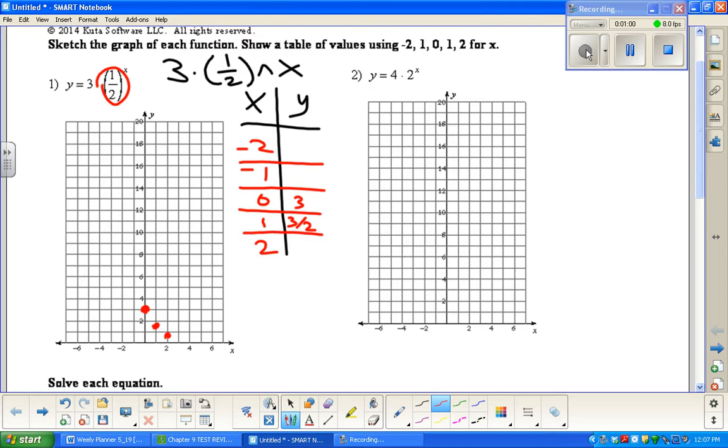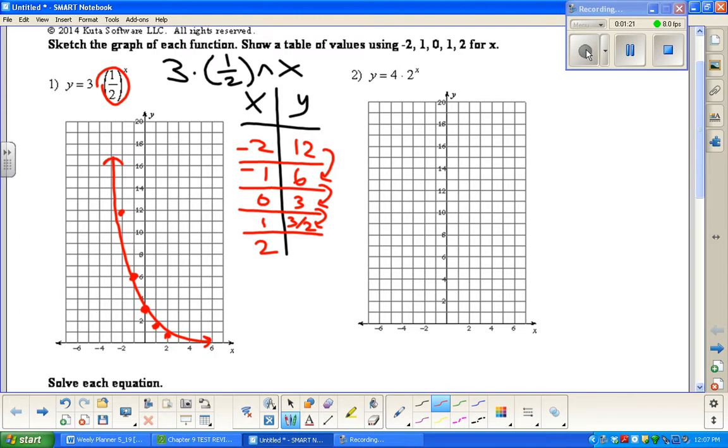And then as you go to the left, basically the numbers are going to get doubled. So this is going to become a 6 and a 12, because again, that pattern is the number gets times by 1/2 over and over and over. So you can get a couple accurate points, and that should be your graph. Okay, so this one's exponential decay. The b value was less than 1.